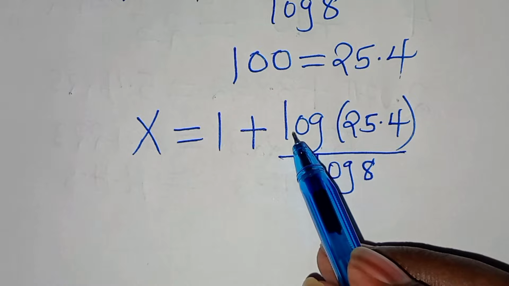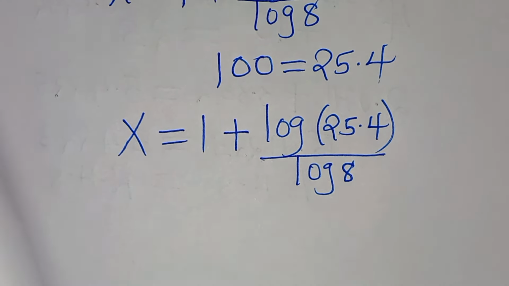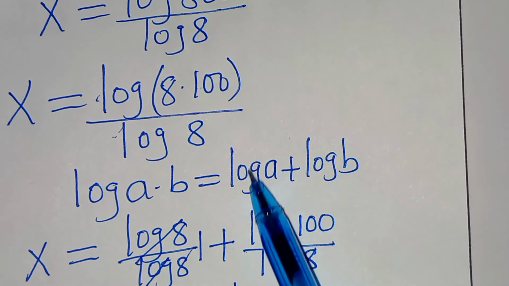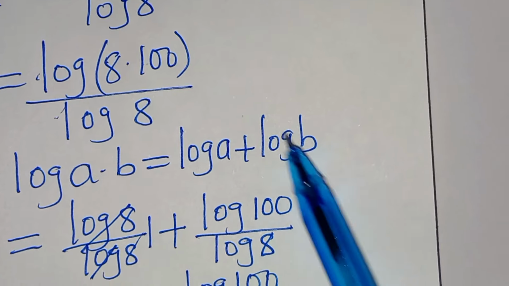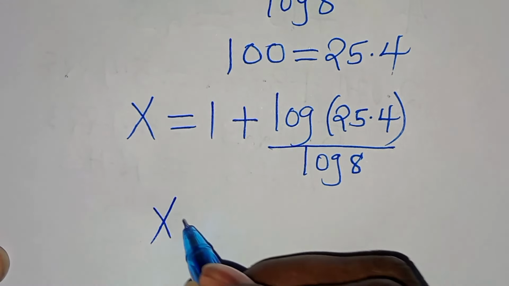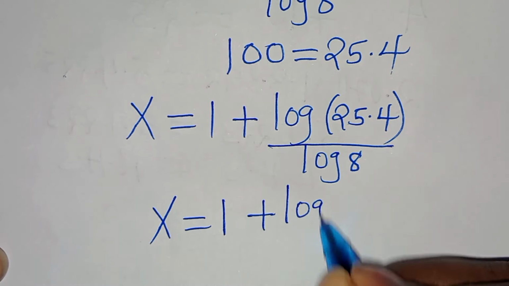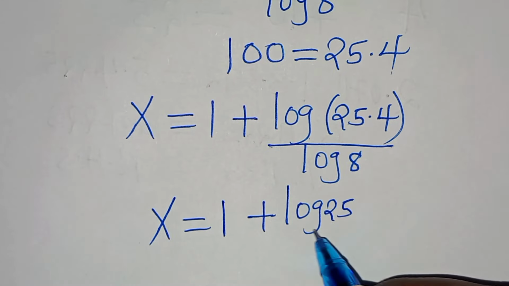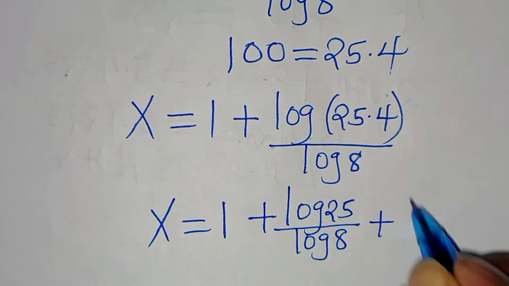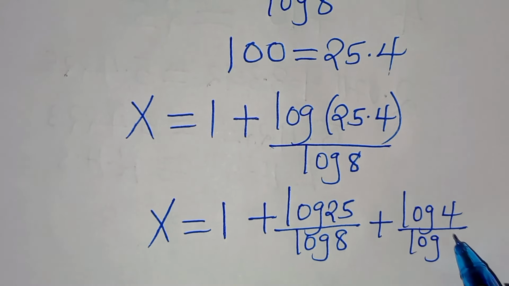Again, we have log 25 times 4, which is in the form of log a times b, which we can express as log a plus log b. So now we have x equal to 1 plus log 25 divided by log 8, then plus log 4 divided by log 8.